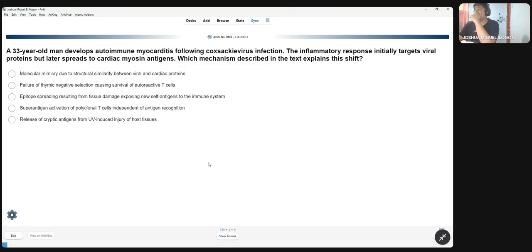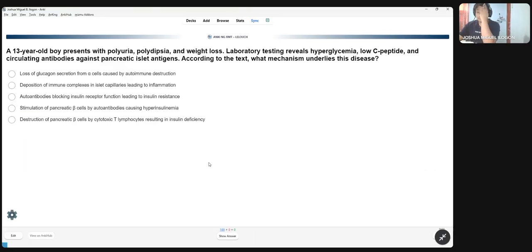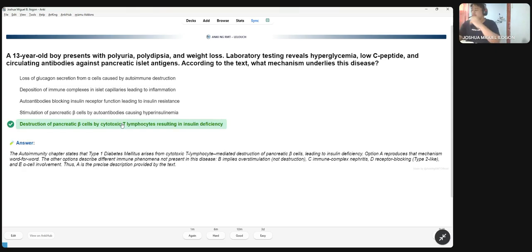33-year-old man develops autoimmune myocarditis following Coxsackie. Alright, epitope spreading. Especially, it's not mimicry. 13-year-old boy presents with polyuria, polydipsia, and weight loss. Laboratory testing reveals hyperglycemia, low C-peptide, and circulating antibodies. This is type 1 diabetes. Yeah, that one.